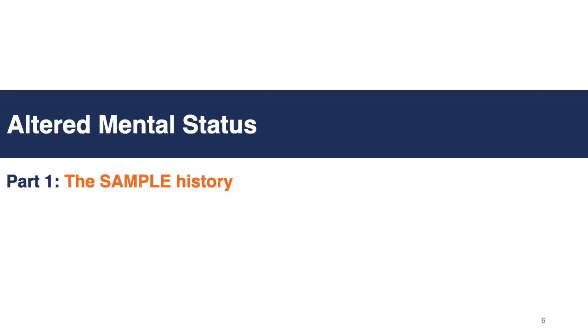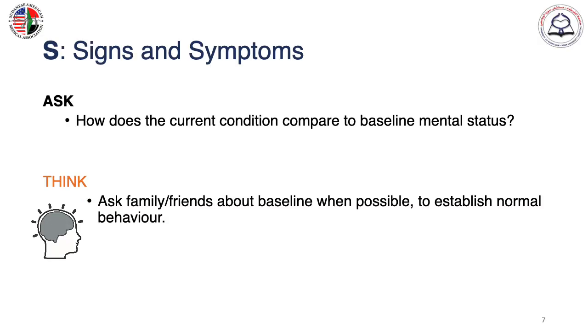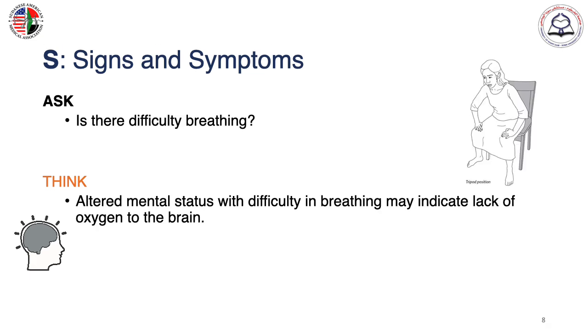In the SAMPLE history, in the signs and symptoms, you need to ask a family member or a friend what the baseline mental status is and what change they observed. So the current condition, how much does it differ from the baseline clinical status? And if the altered mental status is associated with difficulty in breathing, consider hypoxia.